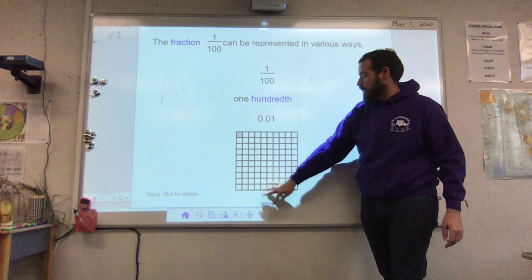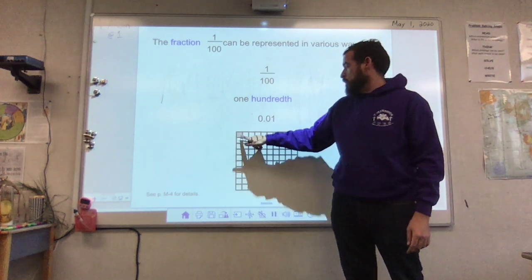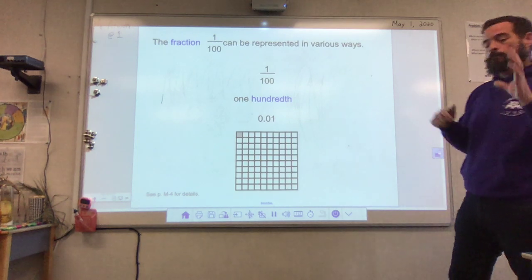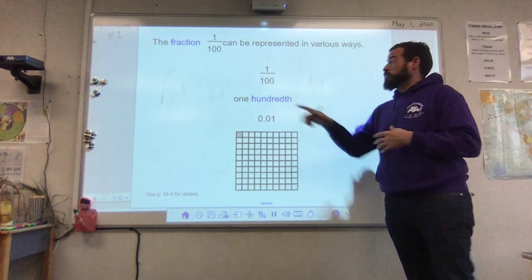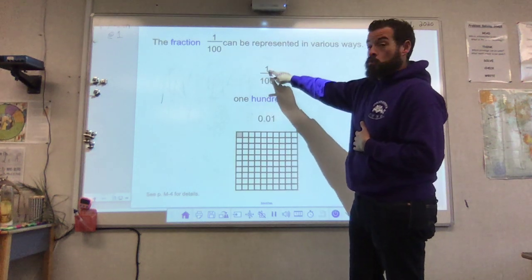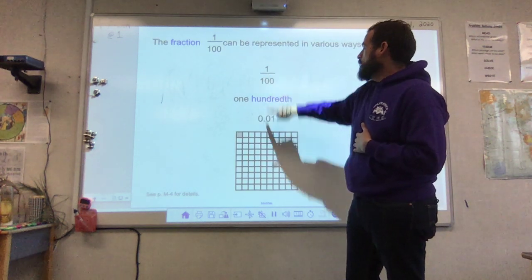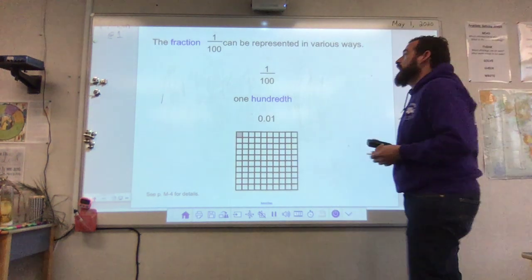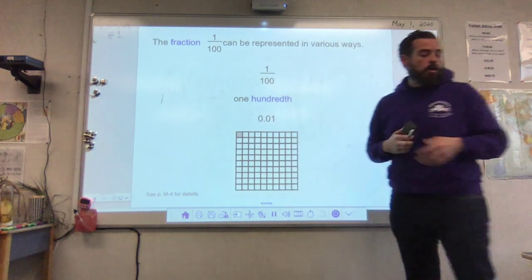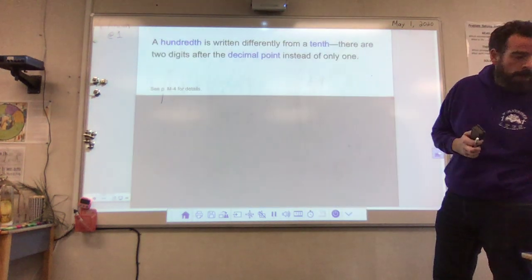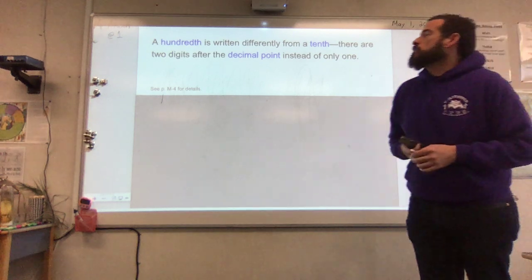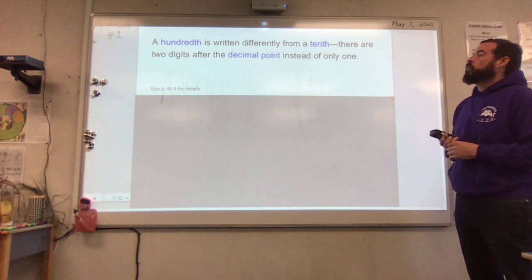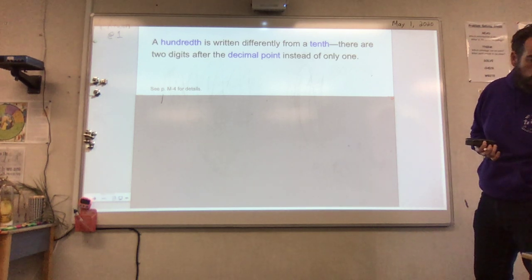1/100th, and if you notice on this, we've got 100 parts with one of them shaded. So just remember, if you're having any decimals where you're talking about hundredths, and the numerator is less than 10, you're always going to have a 0 in this place right after the decimal point because you don't have any tenths. If you think of that in a place value kind of way, this is what we're talking about. 100th is written differently from the 10th. There are 2 digits after the decimal point instead of only 1.